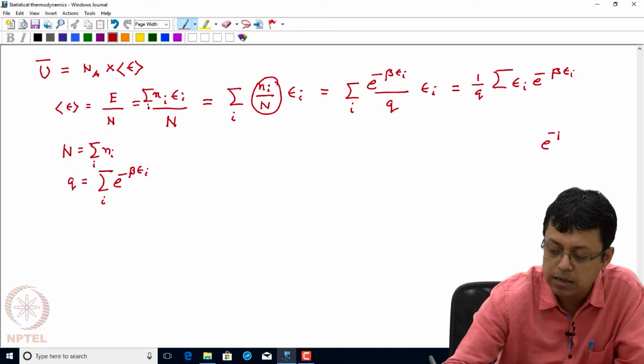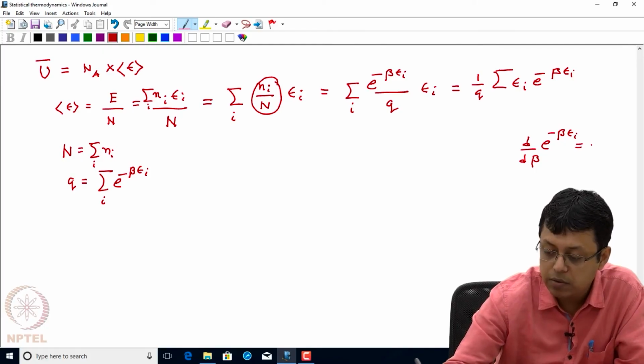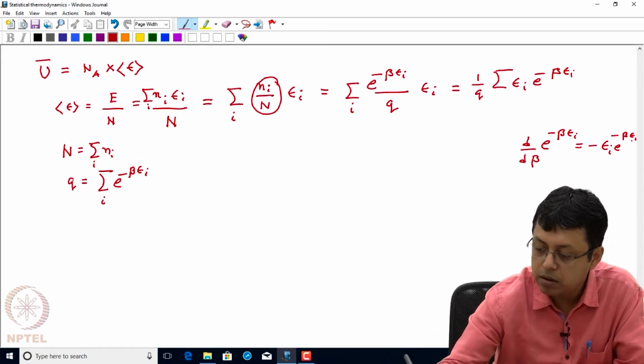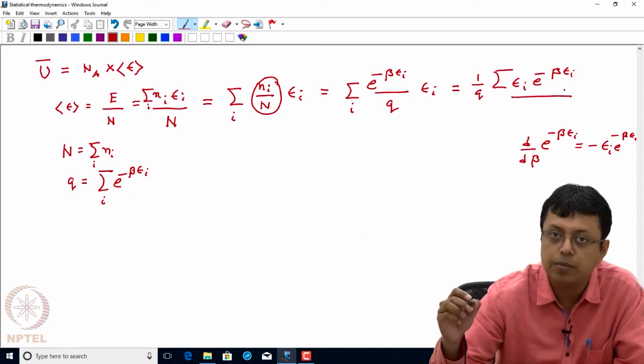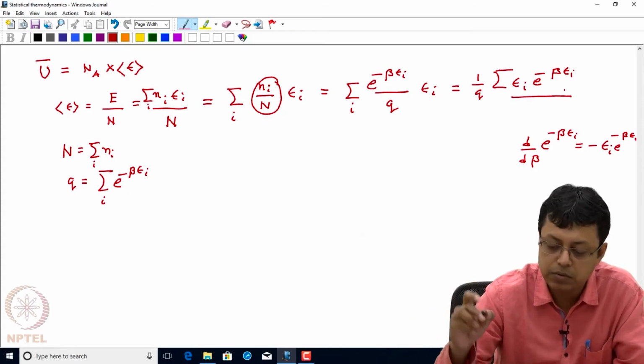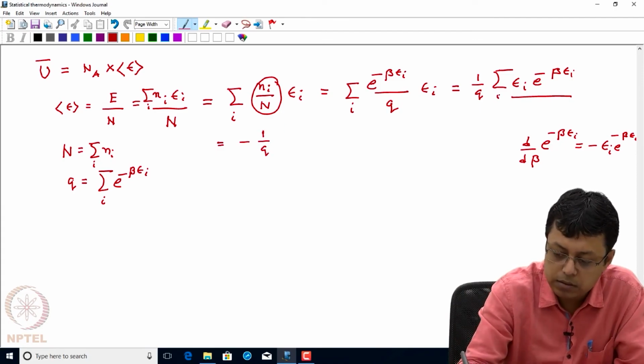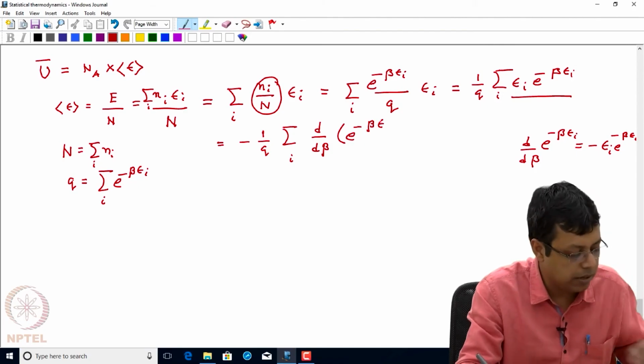But then you look at this equation. If I take e to the power minus beta epsilon_i and take the derivative with respect to, say, beta, then what I'll get is minus epsilon_i e to the power minus beta epsilon_i. So we have here right now the epsilon_i e to the power minus beta epsilon_i, so a minus sign is included. So I can write it as minus 1 over q, the sum over the derivative with respect to beta of this quantity e to the power minus beta epsilon_i.